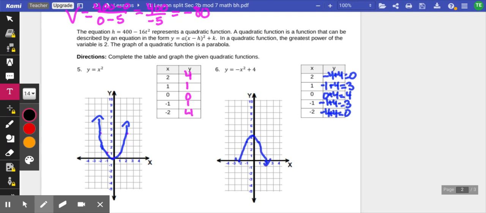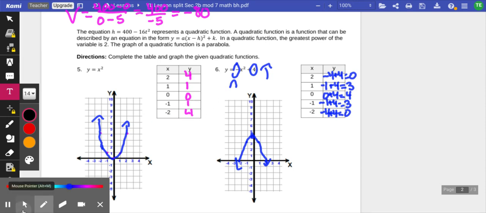Okay? Remember, I said this is going to make it upside down. That negative makes it upside down. That 4 was a vertical shift up. This 4 made it go up. So this went up from the origin. It's up 4, and it got flipped upside down.